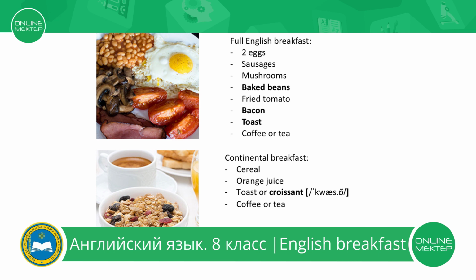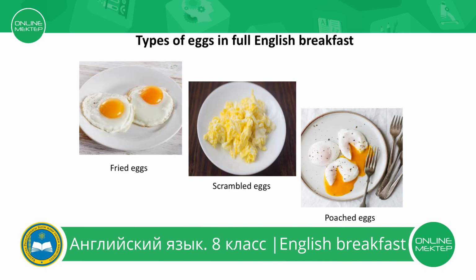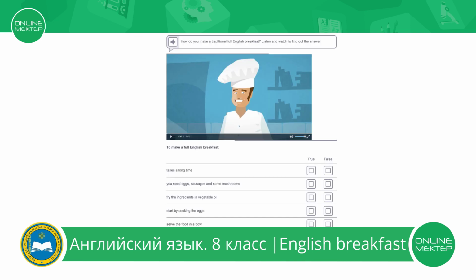Next type of breakfast is continental breakfast, which consists of cereal, orange juice, toast or croissant, coffee or tea. Please pay attention to the word croissant. Repeat after me, please. Croissant. Very good. There are also three types of eggs in full English breakfast. Fried eggs, scrambled eggs and poached eggs.